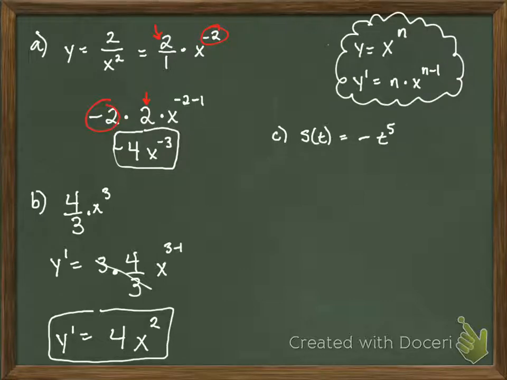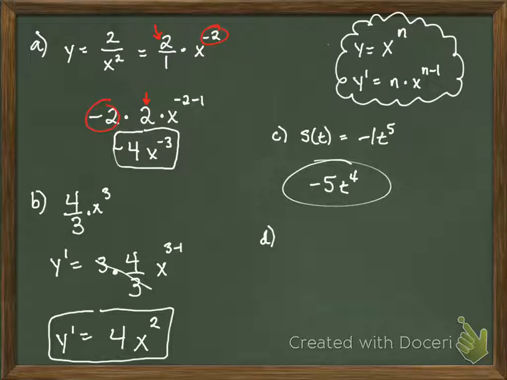Now, part C says S of t is equal to negative t to the fifth power. So I'm going to use my rules. All right, Kayla, what are you thinking right here? Okay, so it's like basically having 1, so you got negative 1 t to the fifth. Yep. And you do 5 times 1 will be negative 5. So I subtract 1, so you'll get negative 5 t to the fourth. Perfect. So the derivative is negative 5 t to the fourth.